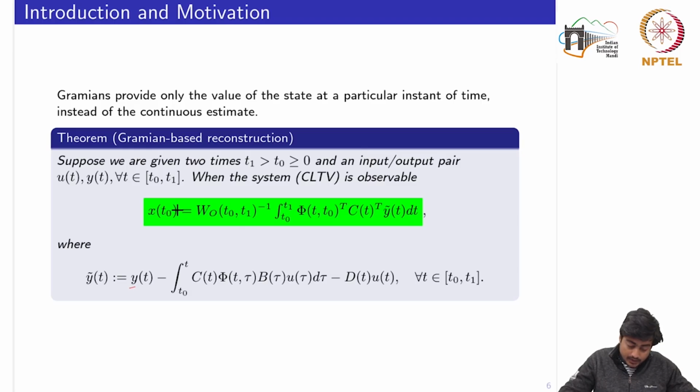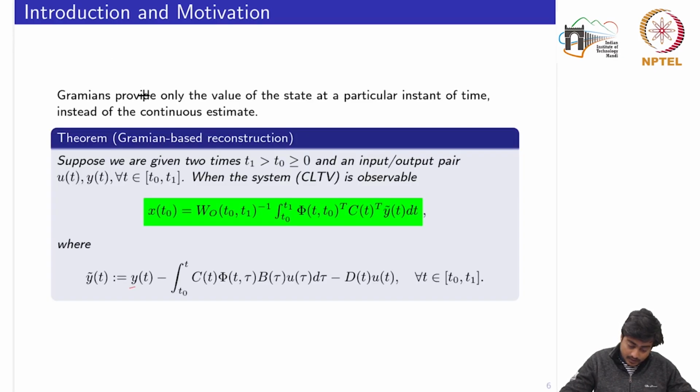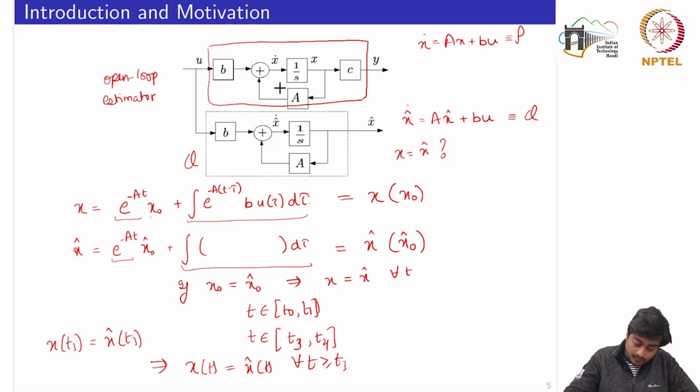Okay. Now there is another way of doing the reconstruction also. So this is the first point, we'll come on to that a bit later, that there are some disadvantages in using that open loop estimator: the initial state must be computed and set each time we use the estimator. Otherwise, the pure estimation won't be possible. Now let's say we have these two equations of the plant and the observer.